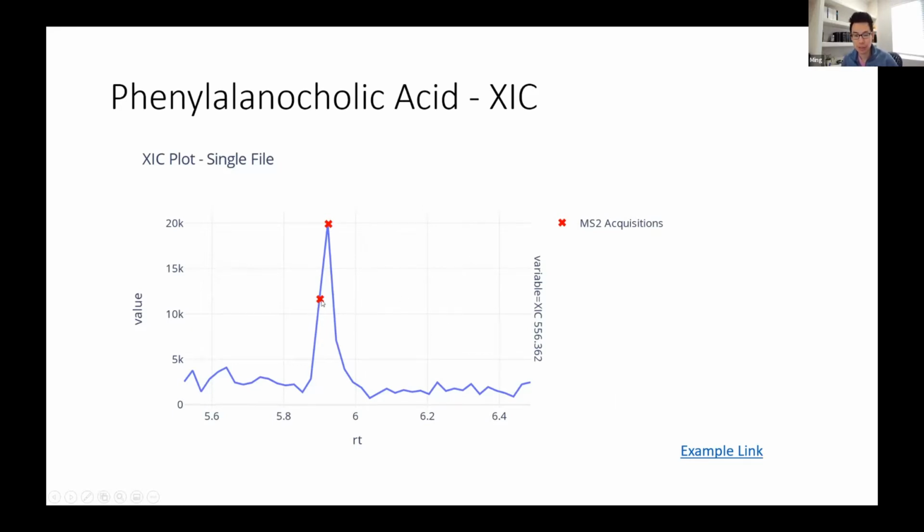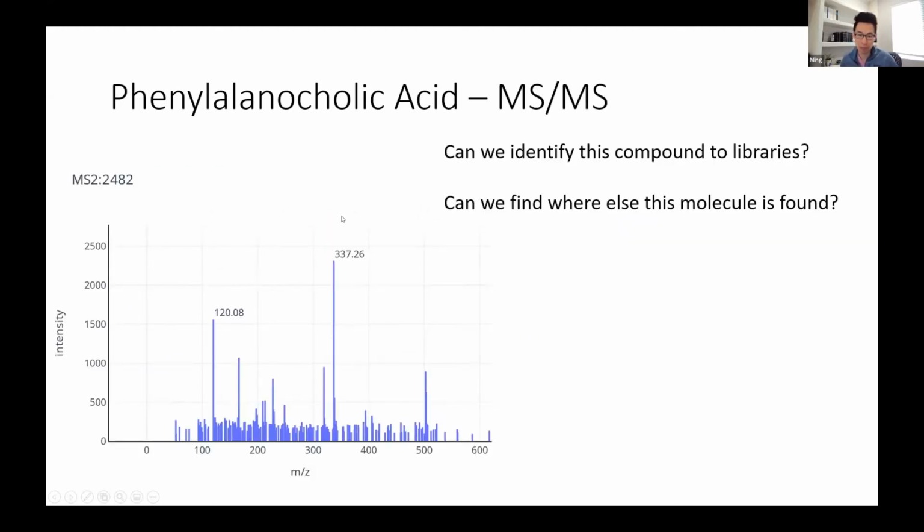And we can see these little red X's in the XIC, and these indicate MS2 acquisition events. So you can see that it was acquired twice. If you click on the red X's, it'll show you below the specific MSMS that you clicked on.